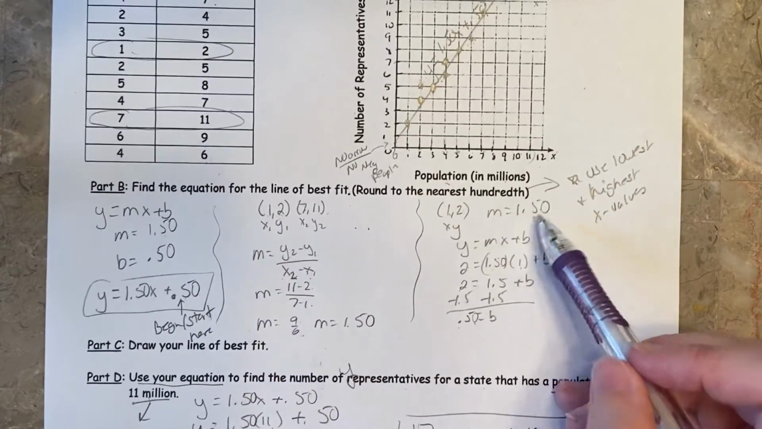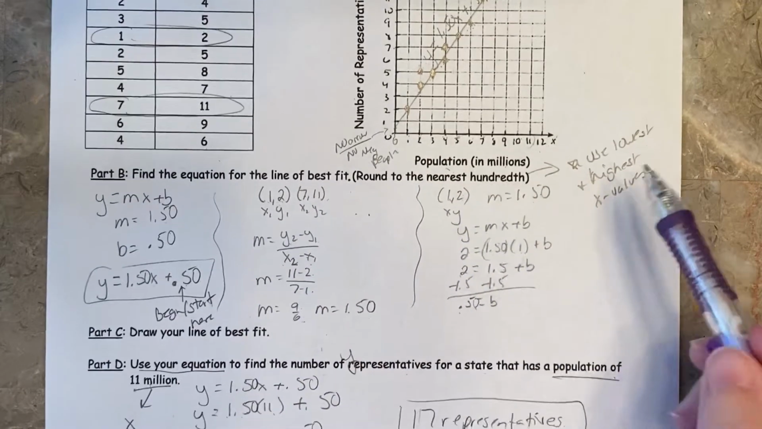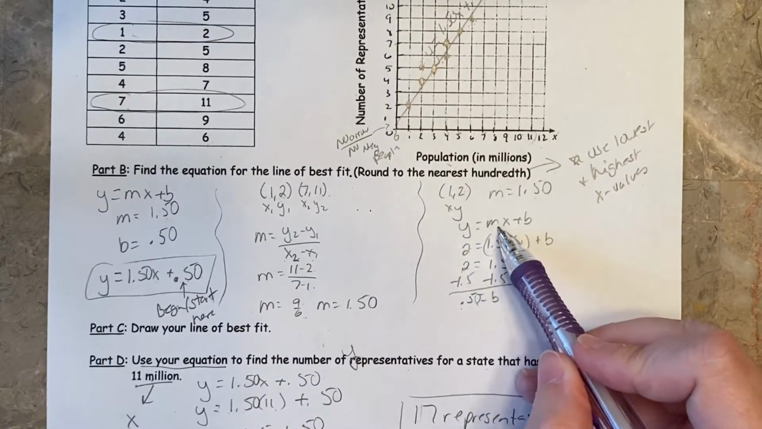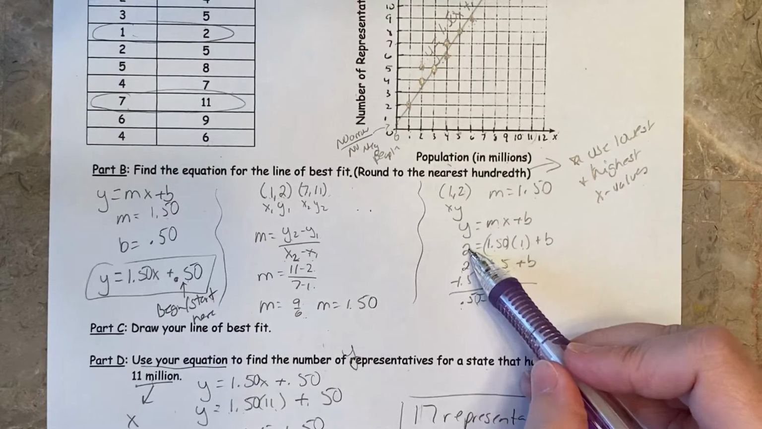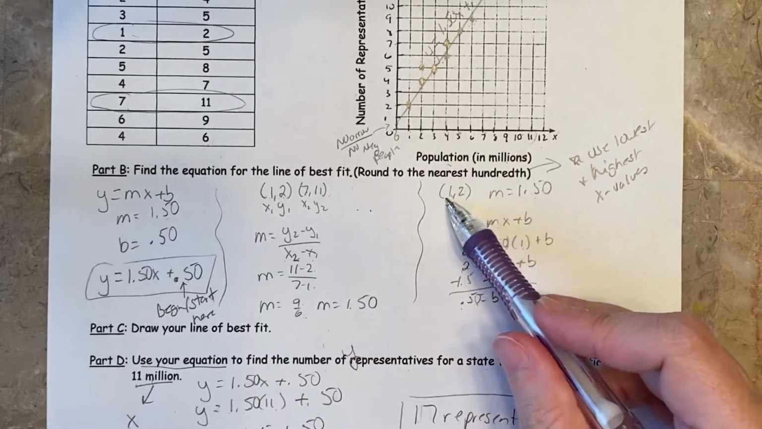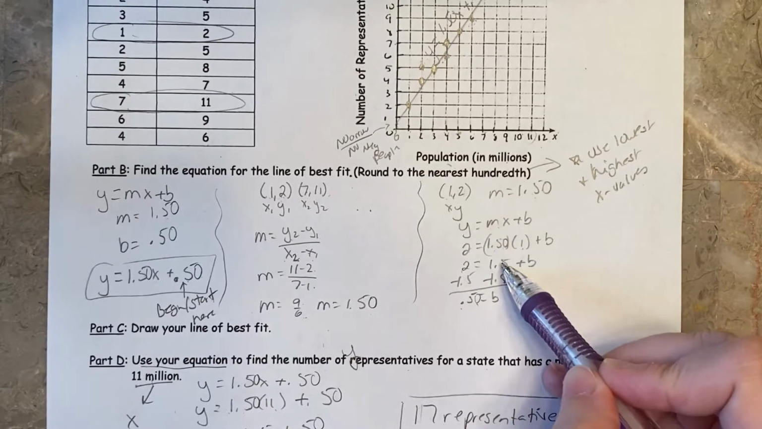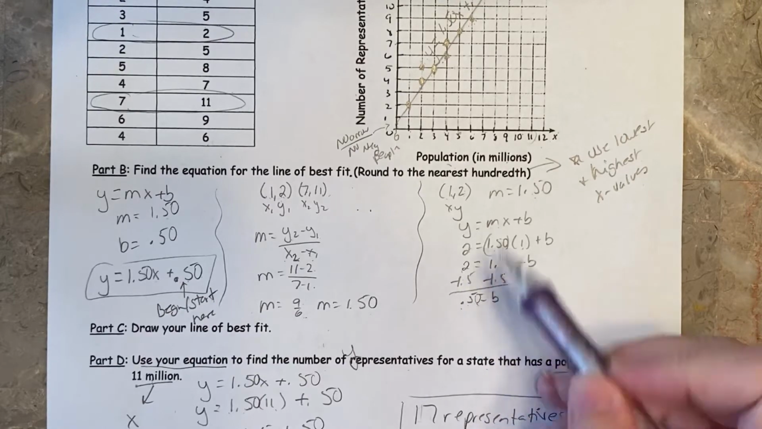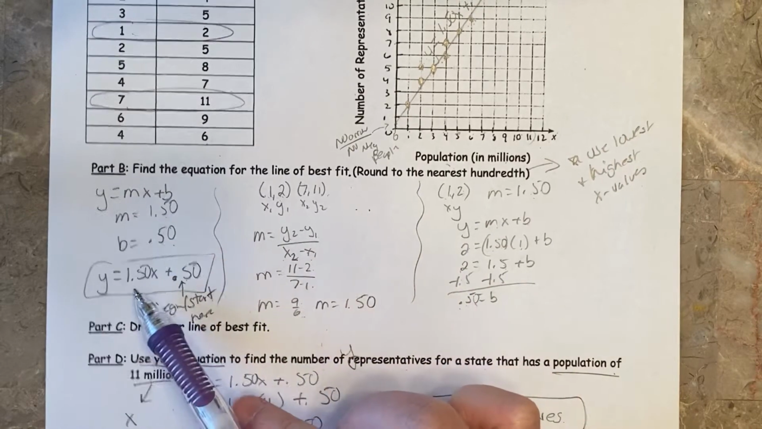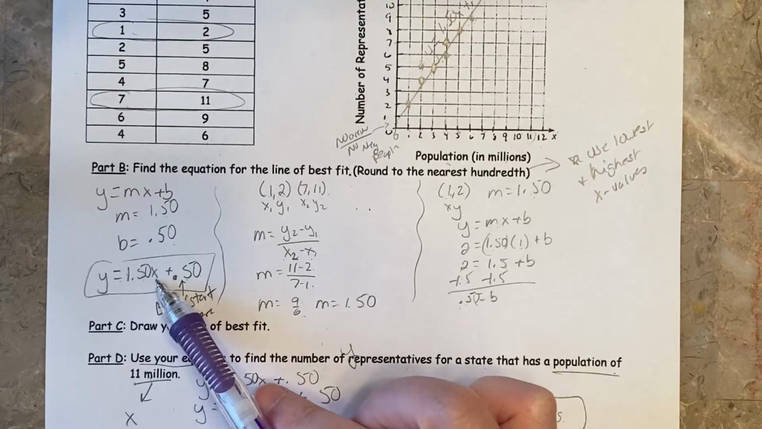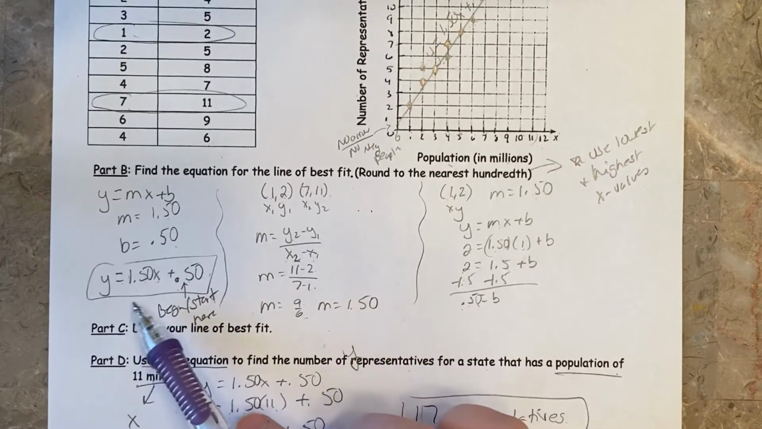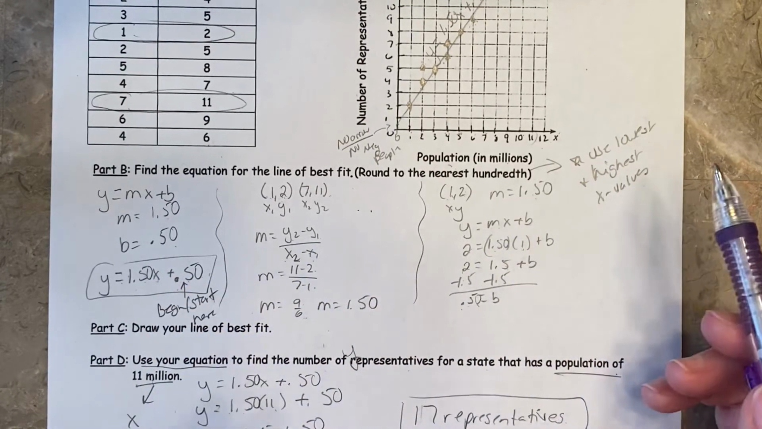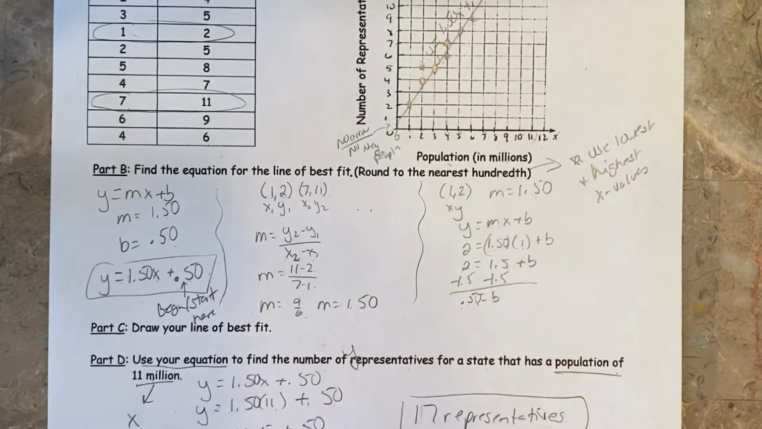Now, if you take your slope and your first point to be consistent, (1, 2), we plug it in. y equals mx plus b. So y is 2, m is 1.50, and x is 1. Multiply those, subtract, and you get 0.50, so 0.5. Put it together, you get y equals 1.50x plus 0.50. If you just put 1.5 and 0.5, it's not the end of the world. I'll mark it right, but hundredths should have those zeros.